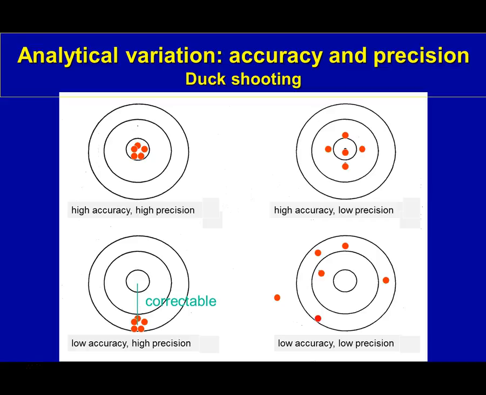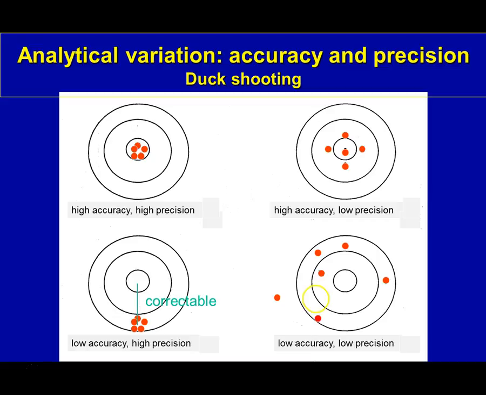Analytical variation, accuracy and precision can be compared to duck shooting. The perfect test is in the upper left quarter, which means high accuracy and high precision. And we can all agree that a test with a low accuracy and low precision is a bad test.